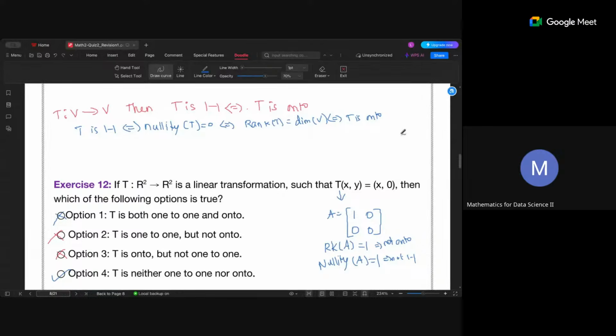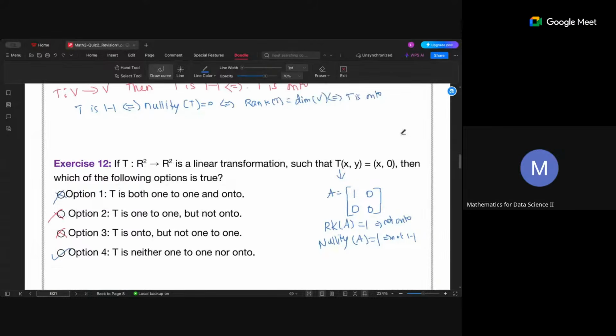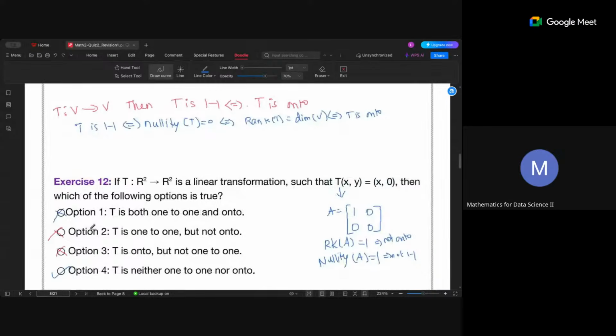So you can say that options 2 and 3 are not possible, because if one-to-one is there, then onto should be there, and if onto is there, one-to-one should also be there. So either option 1 or option 4 is possible. This is a matrix of rank 1, so this condition is not satisfied and it cannot be onto. Similarly, if nullity is 1, it cannot be one-to-one. So it is neither one-to-one nor onto.